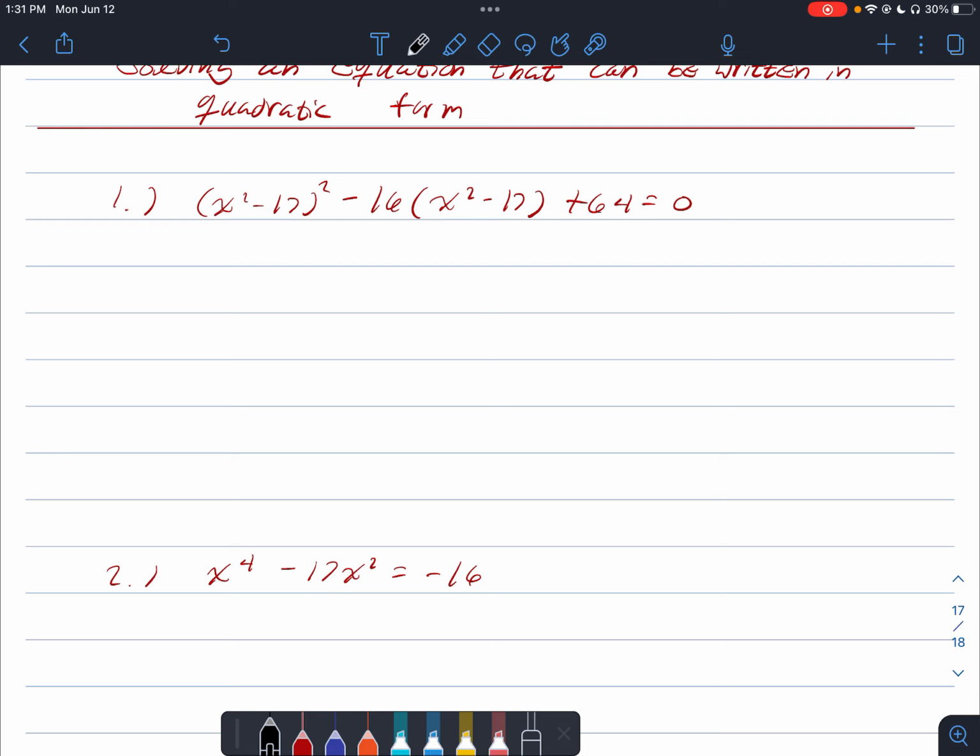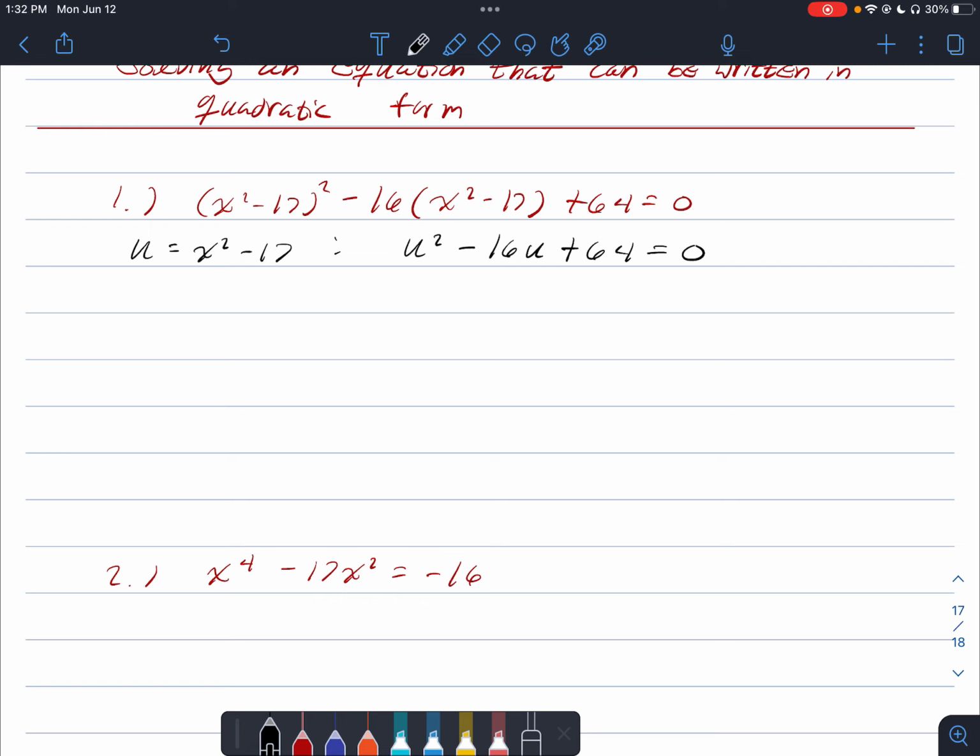So we can do something that I like to call a variable substitution, or a U substitution. I use the letter U for this. Other people use different letters, just as long as it's a different variable than the variable you're given. So here, just track with me on this one. Let's just go ahead and let U be equal to x squared minus 17. If we let U be equal to x squared minus 17, this whole equation up here will become U squared minus 16U plus 64 equals 0.